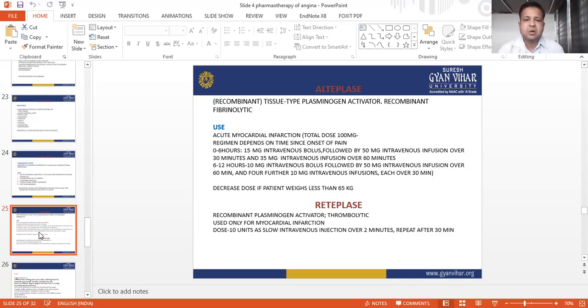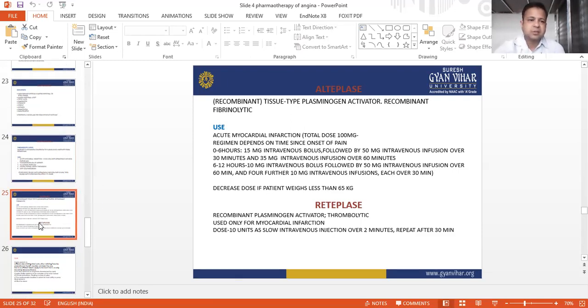Reteplase, recombinant plasminogen activator, thrombolytic, used only for myocardial infarction. Dose: 10 units as slow intravenous injection over 2 minutes. Repeat after 30 minutes.